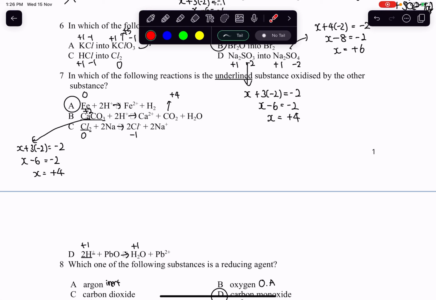For part C, you have Cl2, which is 0, and then Cl minus is minus 1. Remember, you ignore the mole ratio. Mole ratio is only needed when you're comparing mole ratios. You never take mole ratio into account for any other calculations. So from 0 to minus 1, it is a reduction. They want it to be oxidized, so the oxidation state must increase. This is a decrease, wrong.